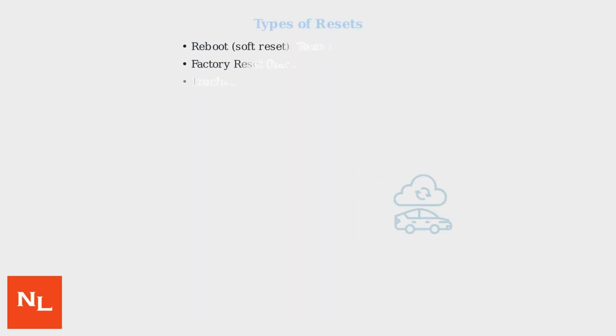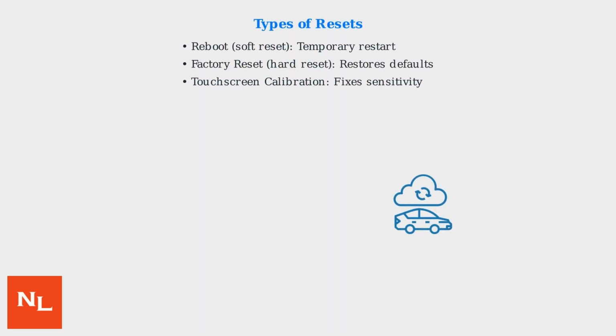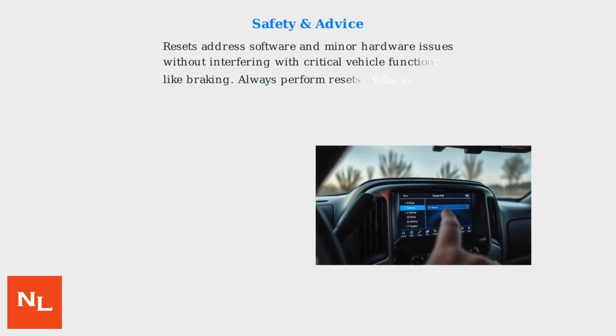There are three main types of resets: a reboot for temporary fixes, a factory reset to restore defaults, and touchscreen calibration for sensitivity issues. These resets are designed to address software and minor hardware issues without interfering with critical vehicle functions like braking. Always perform resets while parked.